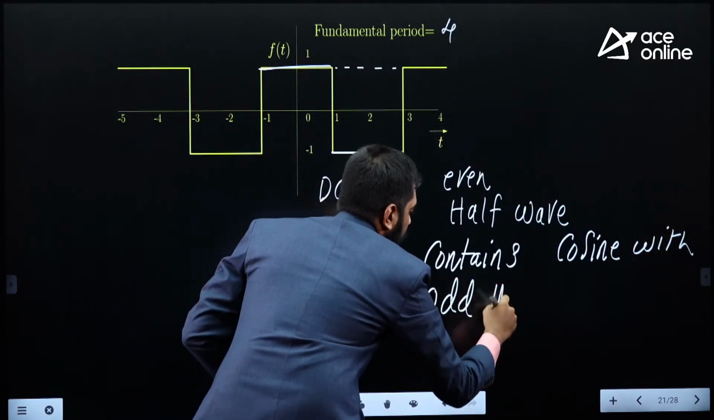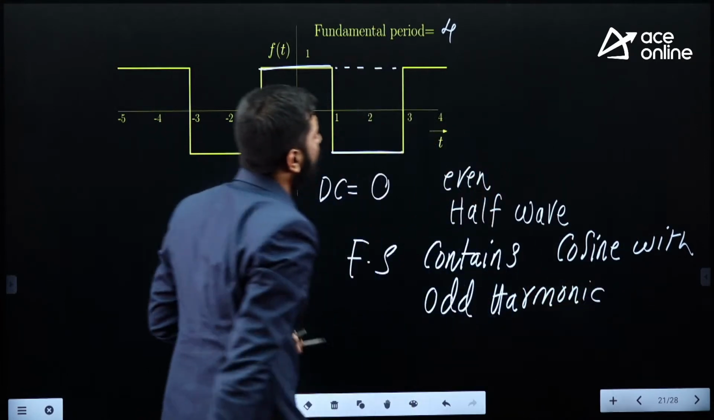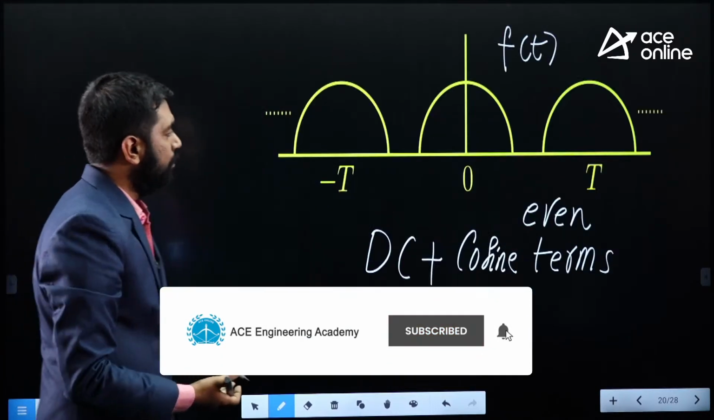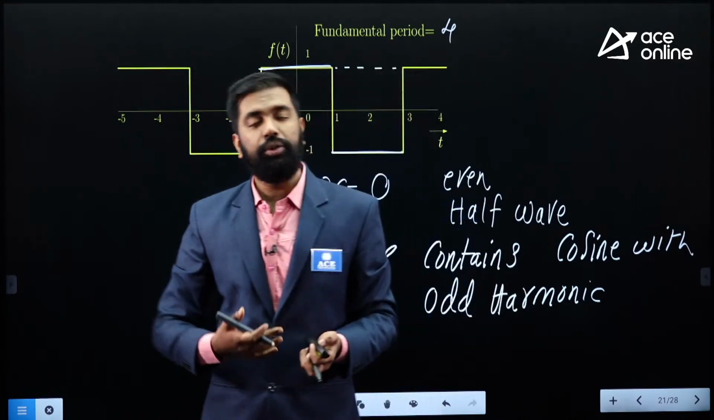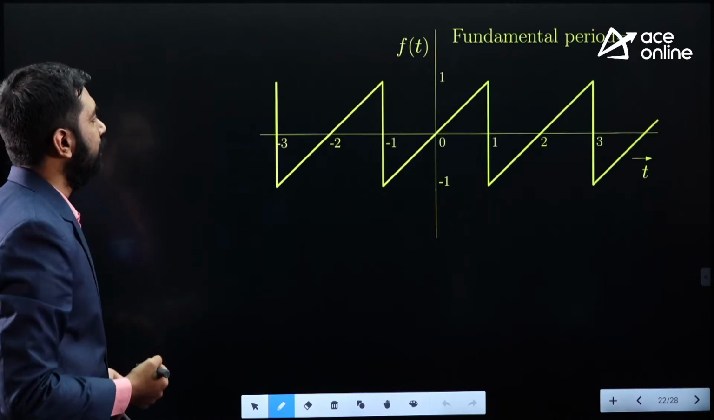So you can expect this kind of questions. You can solve this in, let's say, less than a minute. Just looking at the waveform, you will get the idea. So initially we practice like this, but after a few examples, just by looking at the signal, you can tell what kind of symmetry is there. Let me take a few more examples.